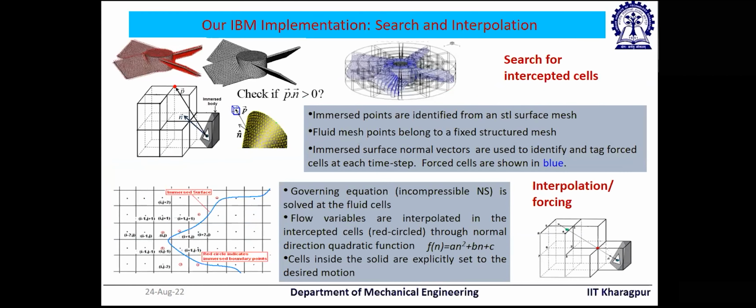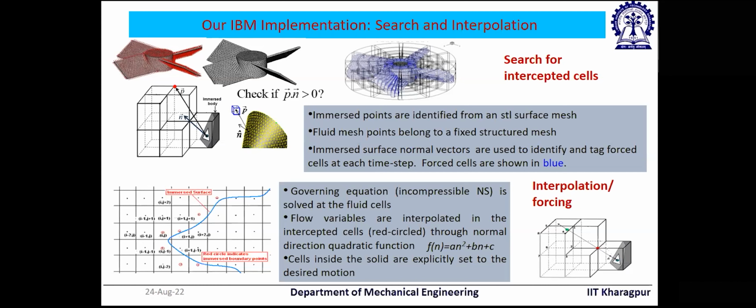In our IBM implementation, we first define the solid surface as an unstructured triangular mesh in a volume mesh which defines the fluid volume. Inside that, using a normal based search method, we identify which of the fluid points lie outside the solid, and which of the fluid points lie inside the solid. From there, we identify the cells which have both solid and fluid vertices and term these the intercepted cells.